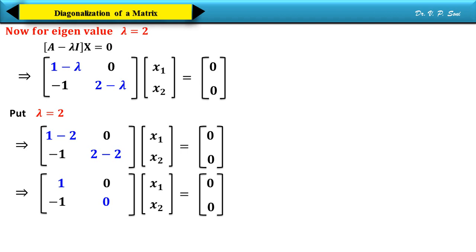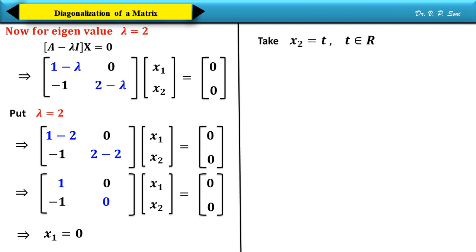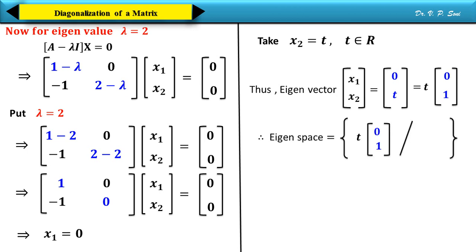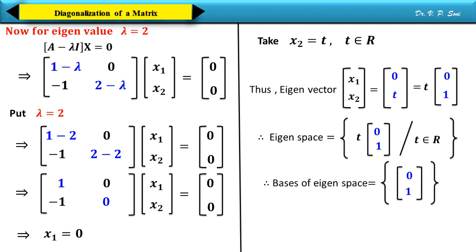Now multiply the two matrices, then we get x1 = 0. Here there is only one equation and there are two variables, therefore take the last variable x2 = t, where t belongs to R. Thus the eigenvector [x1, x2] = [0, t]. Take t as a common factor, then we get t times the vector (0, 1). Therefore the eigenspace is the set of t times the vector (0, 1) such that t belongs to R. Therefore a basis of the eigenspace is the set containing the vector (0, 1).